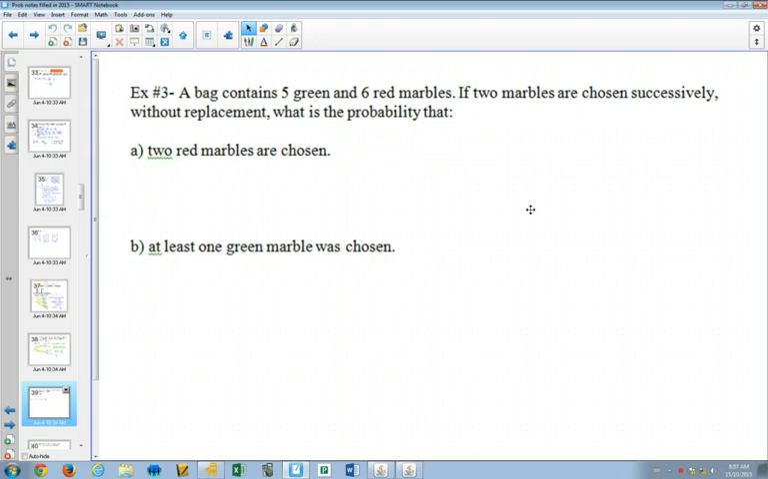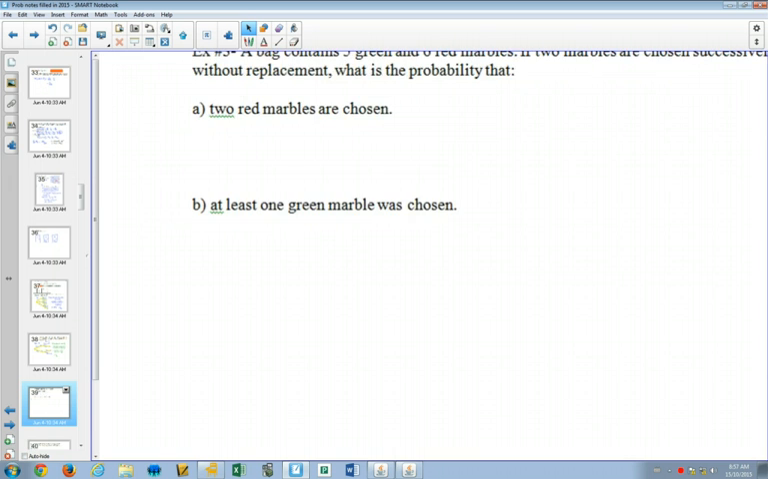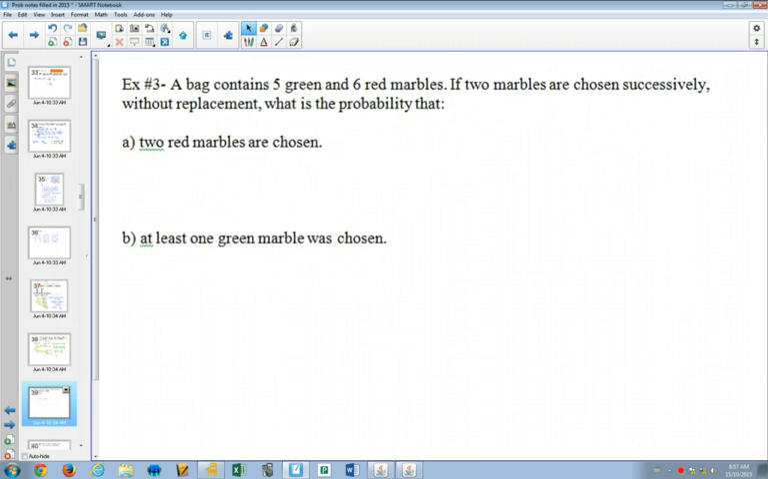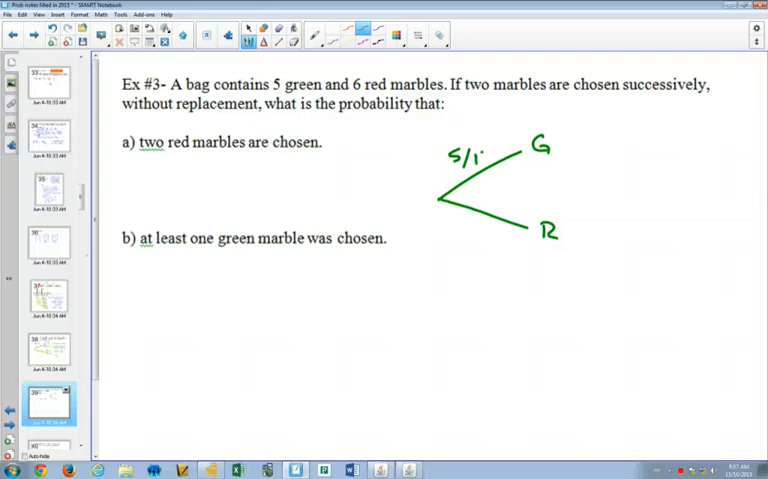So a bag contains 5 green marbles and 6 red marbles. Now, if 2 marbles are chosen successively without replacing them, what is the probability that 2 red marbles are chosen? So again, we could say first you're going to choose your first marble, and it could be either green or red. And there's 5 out of the 11 are green, and 6 out of the 11 are red.